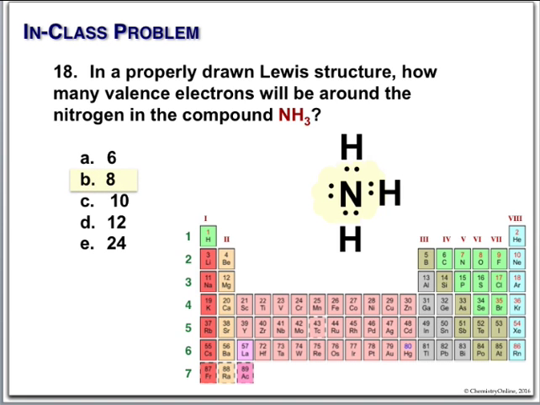Now I asked this question once on an exam, and I said, how many electrons are around the hydrogen? And you'd be amazed that 60% of the people said 8. No. Remember, hydrogen is in our first period, so it can only hold 2. And it's got the 2 that it needs right here. So each one has 2, and the nitrogen has 8.